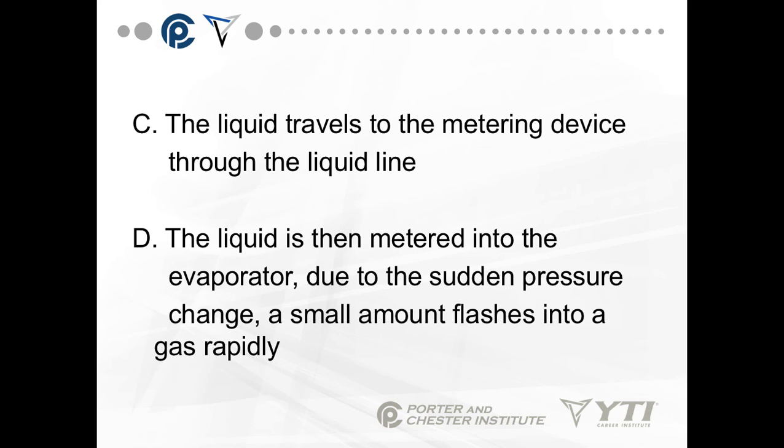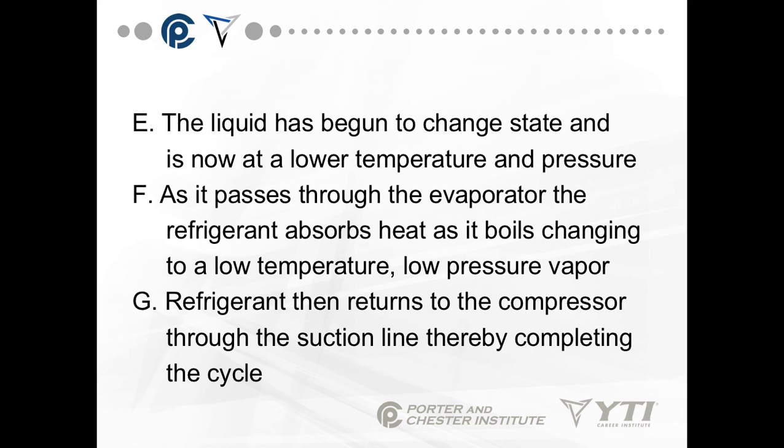The liquid is then metered into the evaporator, and due to the sudden pressure change, a small amount flashes into a gas rapidly, which helps lower the temperature. The liquid has begun to change state and is now low temperature, low pressure. As it passes through the evaporator, the refrigerant absorbs heat as it boils, changing to a low temperature, low pressure vapor. Refrigerant then returns to the compressor through the suction line, thereby completing the cycle.